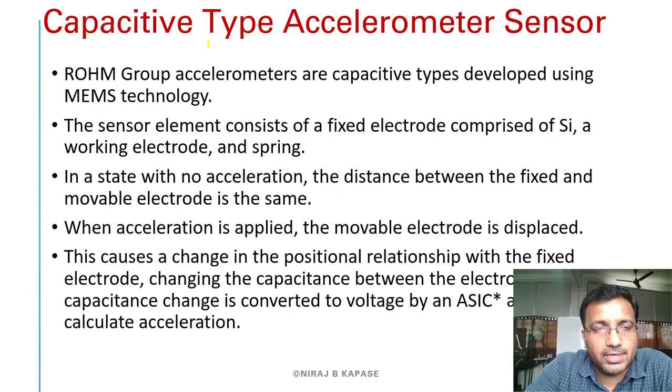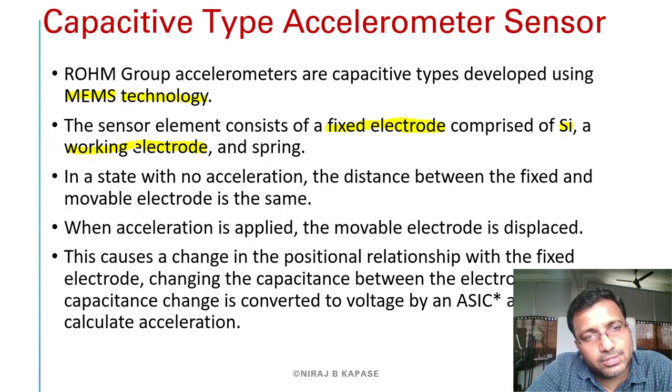So, the capacitive type of accelerometer. The ROHM group of accelerometers are capacitive type, developed using MEMS technology. MEMS technology is used for developing the capacitive type of accelerometer. The sensor element consists of a fixed electrode comprised of Si, a working electrode, and a spring.